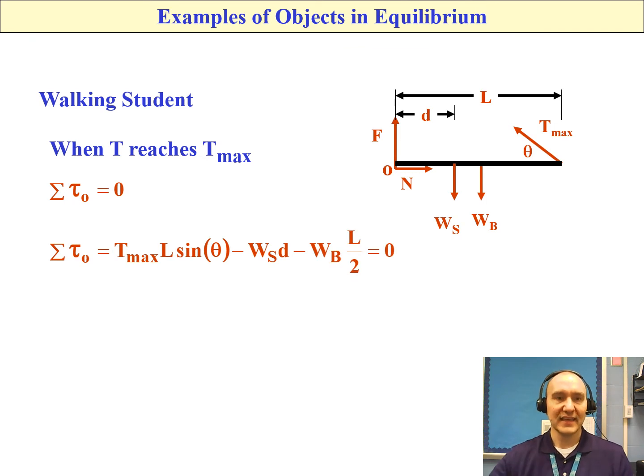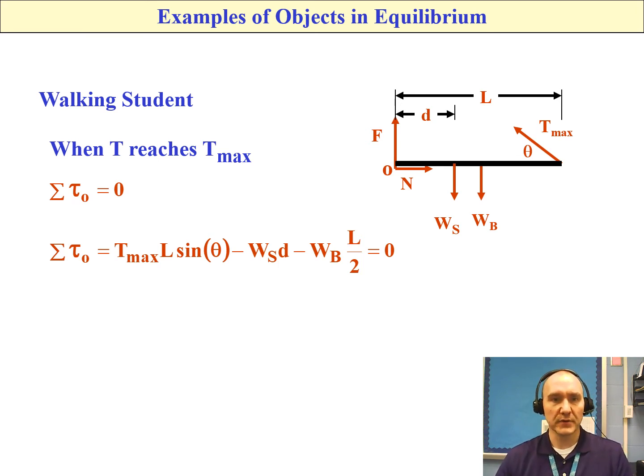So that means the tension, that sine component of tension, T sine of theta, times L out here, is going to be positive. It's going to produce a counterclockwise rotation. And then the student as well as the board are both producing a clockwise rotation. The student is distance d away, and the board is half of L, half of L for its center of mass.